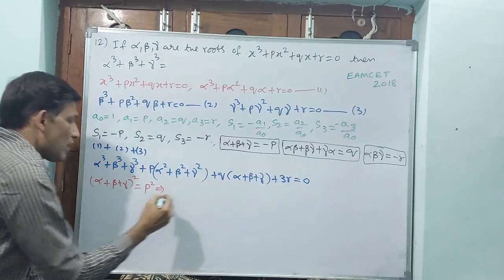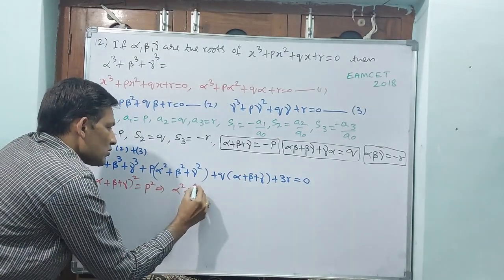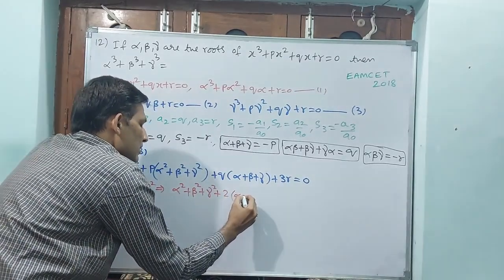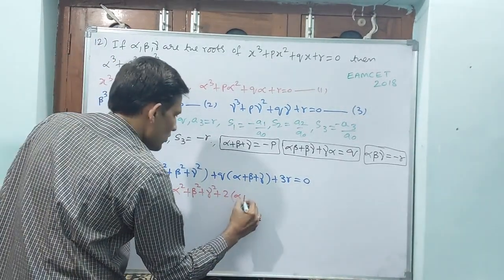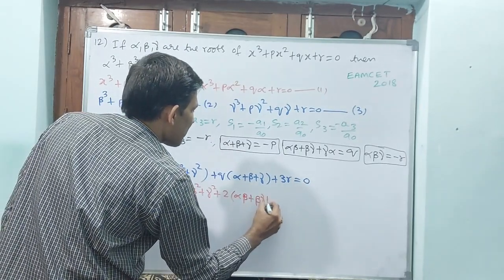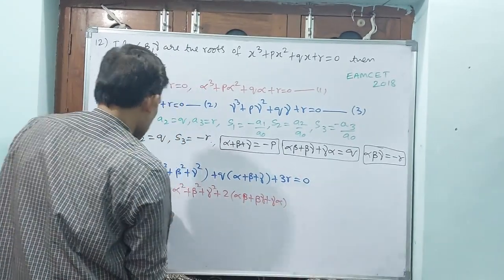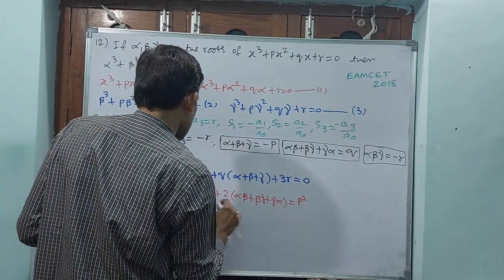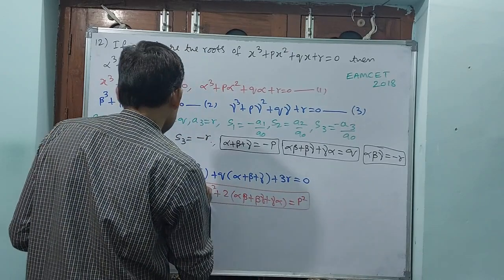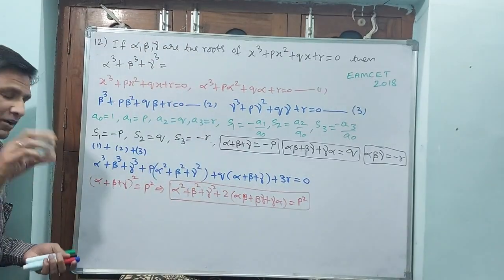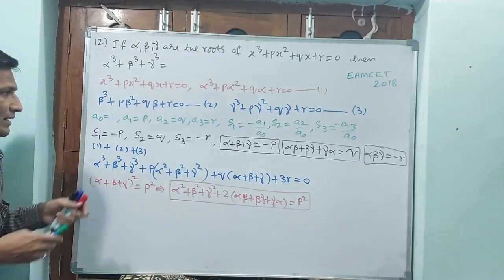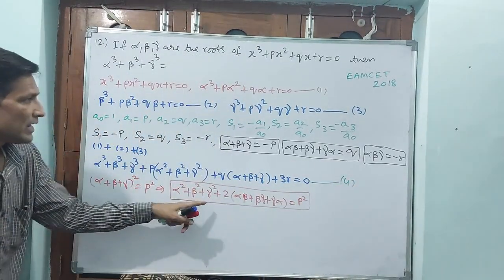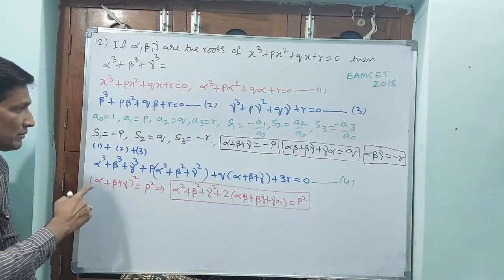But you see, alpha square plus beta square plus gamma square plus 2 alpha beta plus 2 beta gamma plus 2 gamma alpha is equal to p square. This also you take as an equation. Now come back here. This you take as equation number 4. Now these values you can substitute clearly.